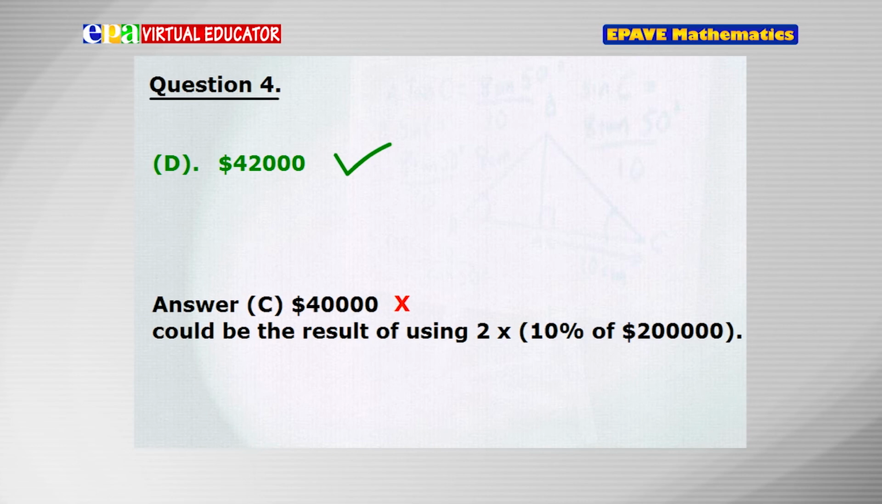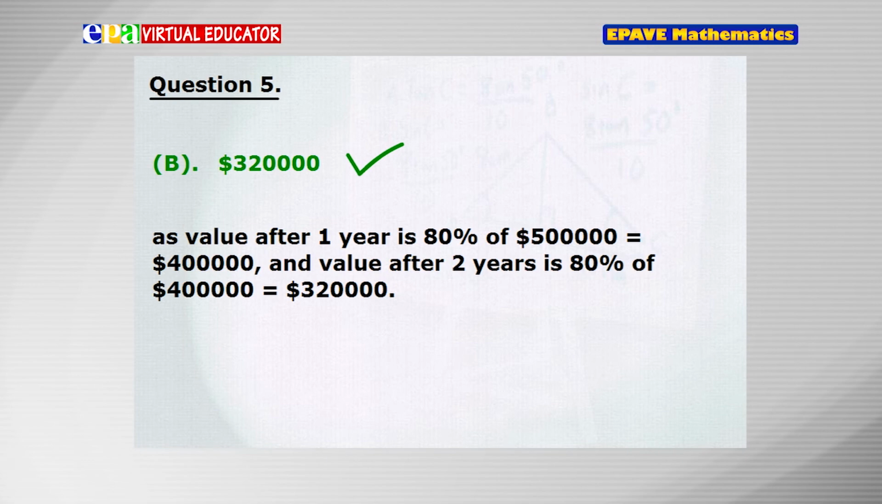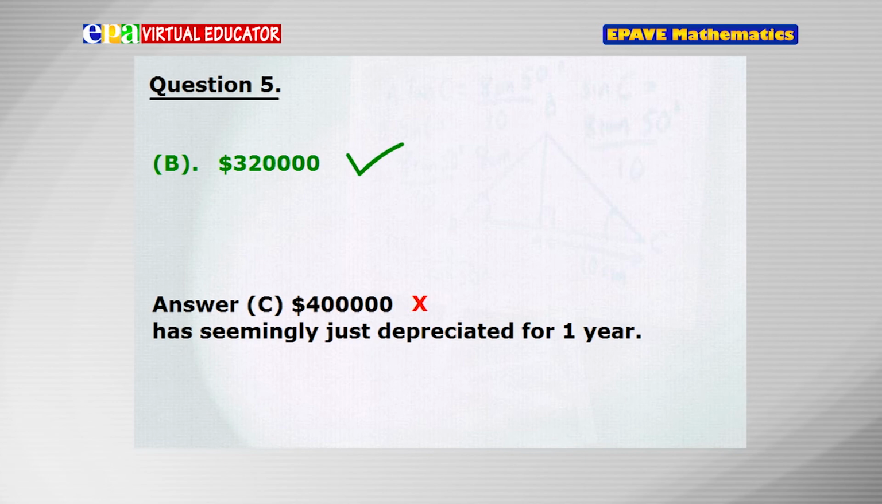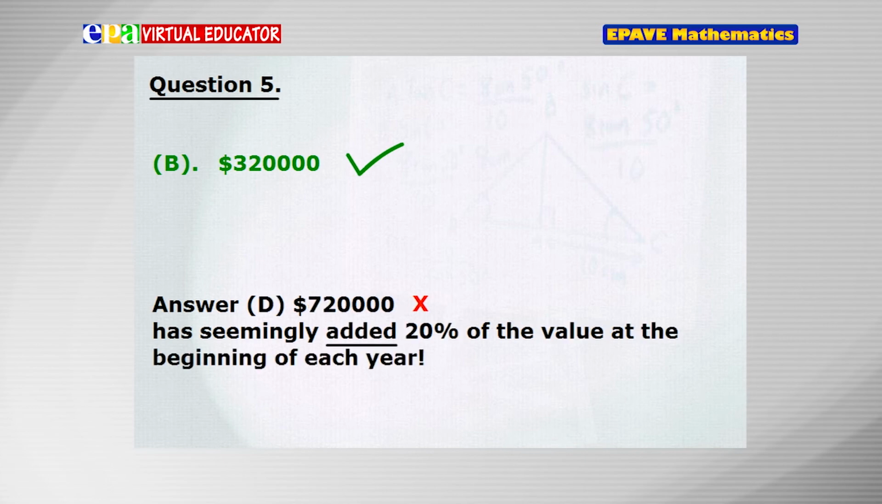The correct response to question 5 is B, as the value after year 1 is 80% of $500,000, which is equal to $400,000, and the value after 2 years is 80% of $400,000, which is equal to $320,000. Answer A has taken the depreciation to be $100,000 for each year. Answer C has seemingly just depreciated for 1 year. Answer D has seemingly added 20% of the value at the beginning of each year.